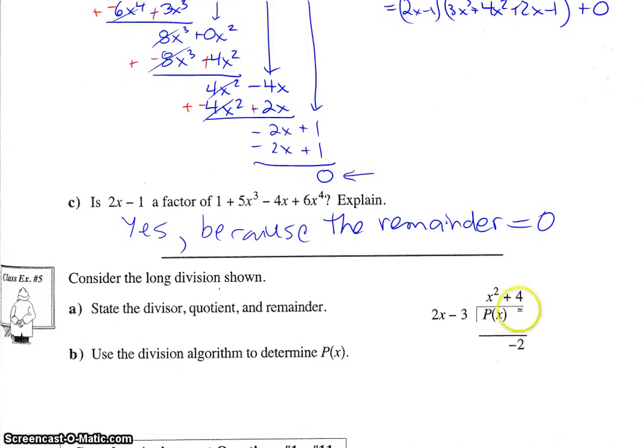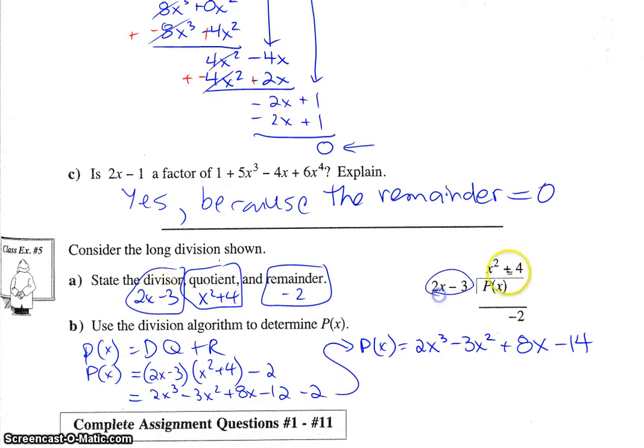Consider the long division, state the divisor, quotient, and remainder. So pause your video and then write the division algorithm, and we'll use the Dairy Queen one, okay? DQ plus remainder. Okay, so divisor here, quotient here, remainder there. Okay, using the division algorithm, we can figure out what p of x would have been. So you take your divisor times your quotient, Dairy Queen, plus the remainder, so plus negative 2. And if you expand that and add the remainder, you will get this polynomial function. Very cool, right? And that's your original polynomial.